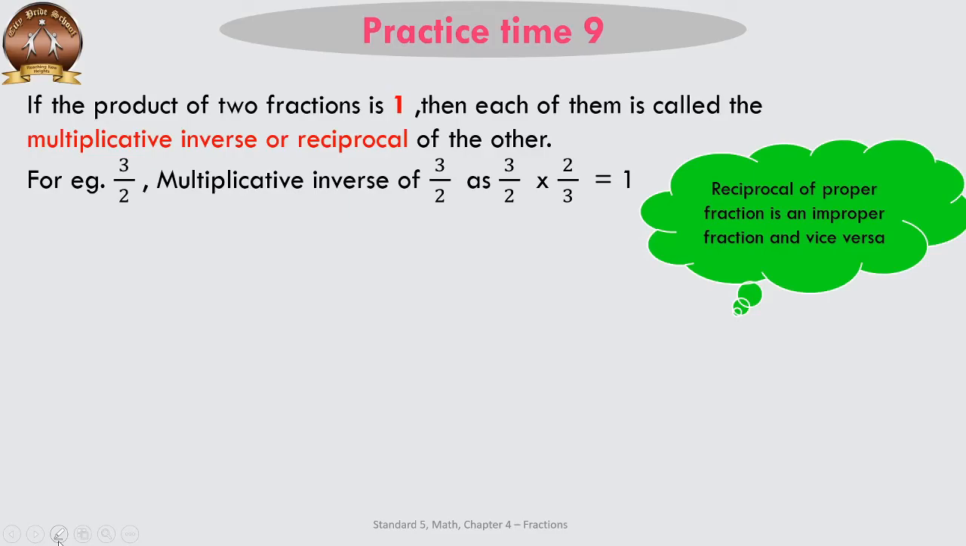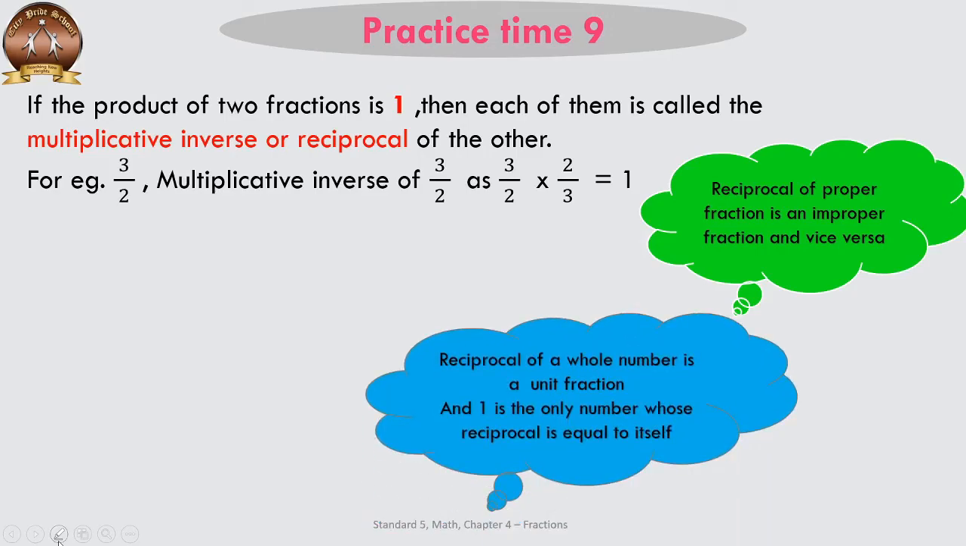Okay, now here we have a simple thing to understand. The reciprocal of a proper fraction is an improper fraction and vice versa. Now what does this mean? Let us take, for example, a proper fraction to be 2 upon 3. Then the reciprocal of 2 upon 3 will be 3 upon 2. 3 upon 2 is an improper fraction, while the proper fraction was 2 upon 3. So a proper fraction has a reciprocal that is an improper fraction.